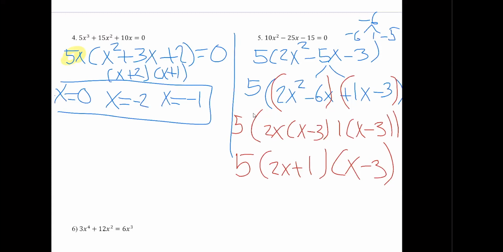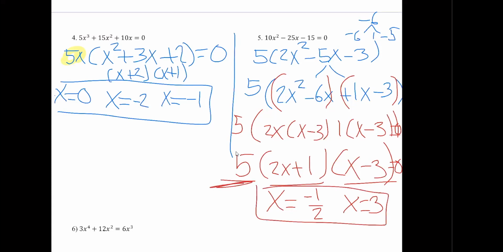But if you solve this, you should get -1/2 or -0.5. And then if you solve this one, you should get +3. Because keep in mind, I didn't write that this should still be equal to 0. I didn't write that part. So you would just have 2 solutions. And you're not going to get a solution from this part because there's no x. So the 5 really doesn't do anything in this problem.